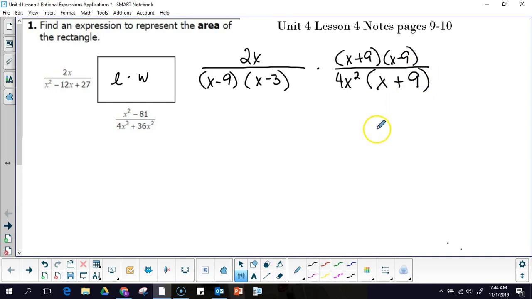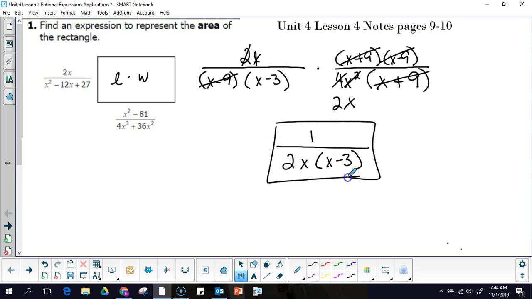Okay, so now I can cancel some stuff. Let's cancel this x plus 9, this one. Let's cancel the x minus 9s. We can even do the 2 and the 4, and the x and the x squared. And so let's see, what do we have left? On the top we have nothing, so that's a 1. In the denominator, we have 2x times x minus 3. So there's the answer.